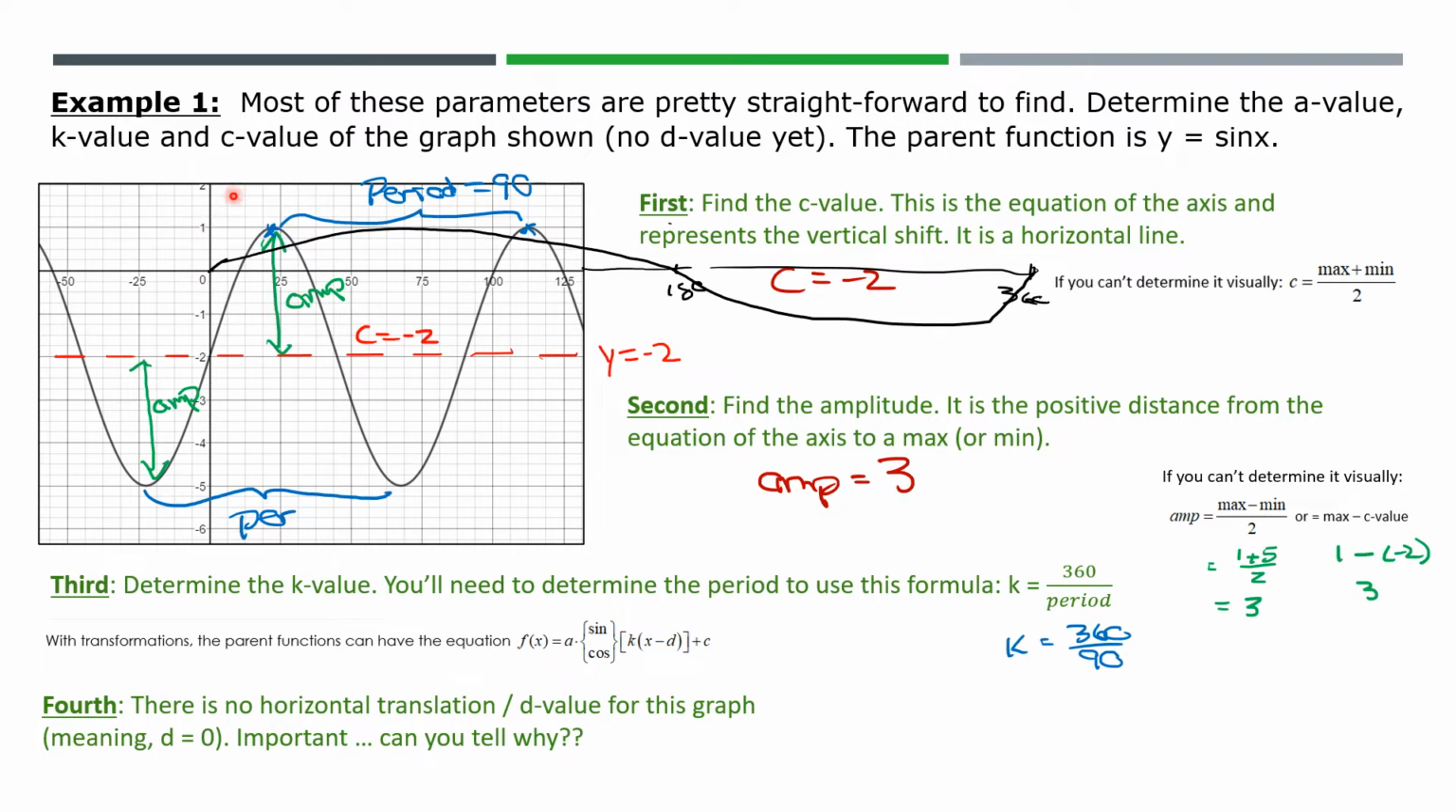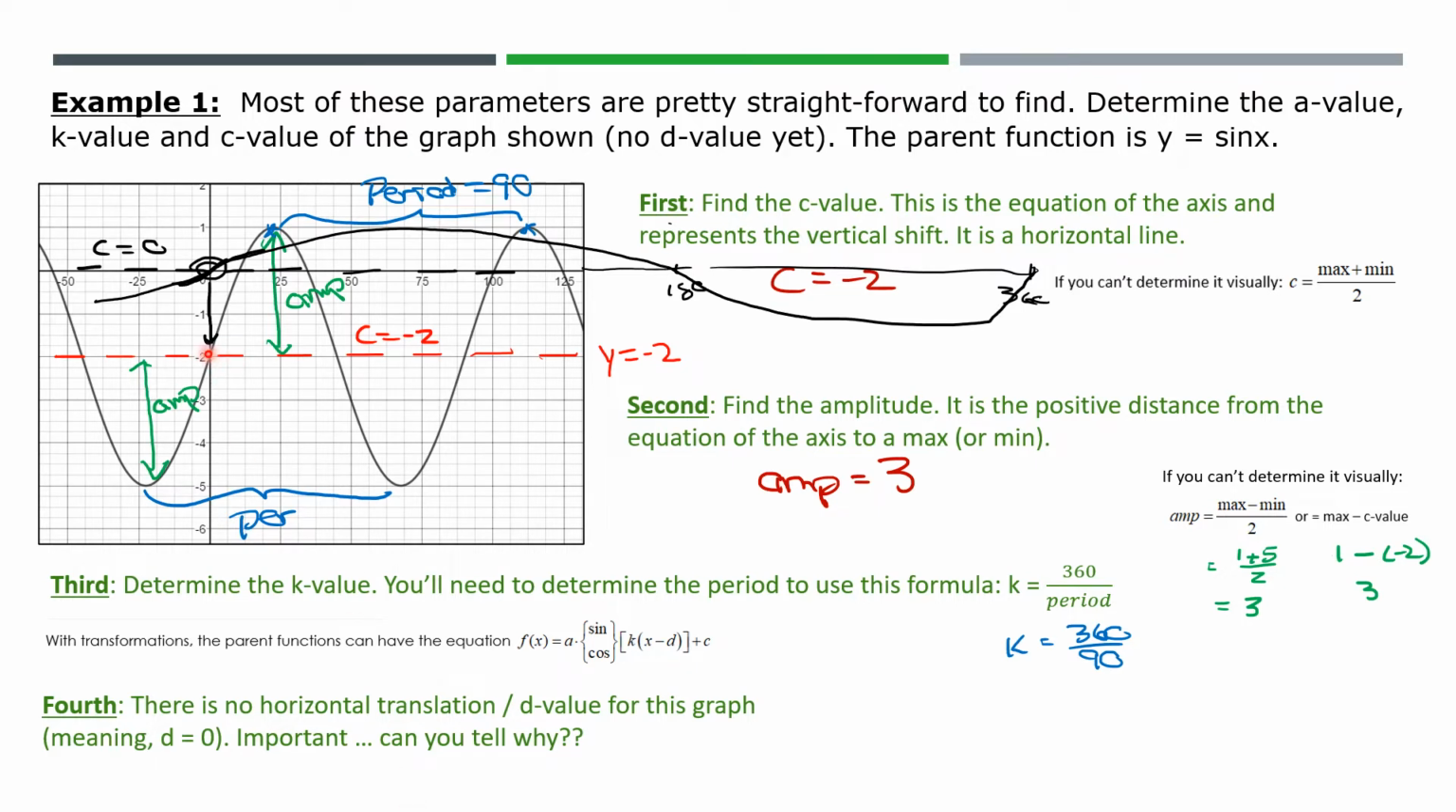On the y-axis, the parent graph starts at the origin, 0, 0. So that is where my sine wave and my equation of the axis meet. The equation of the axis on the parent function is right here, right along the x-axis. It's c equals 0. So this is an important point right here, where my wave crosses the equation of the axis. This has just been pushed down 2 units.